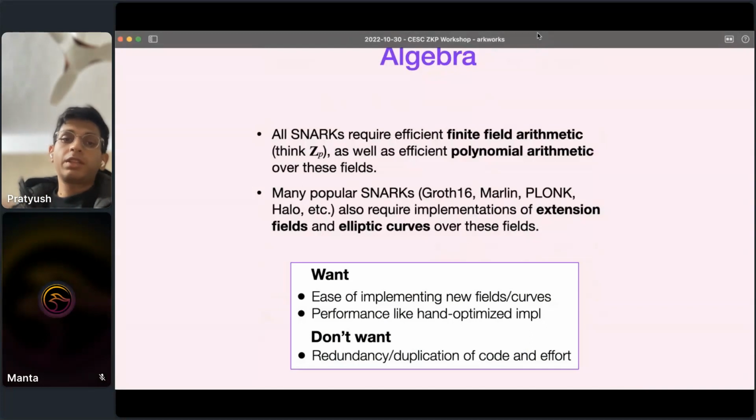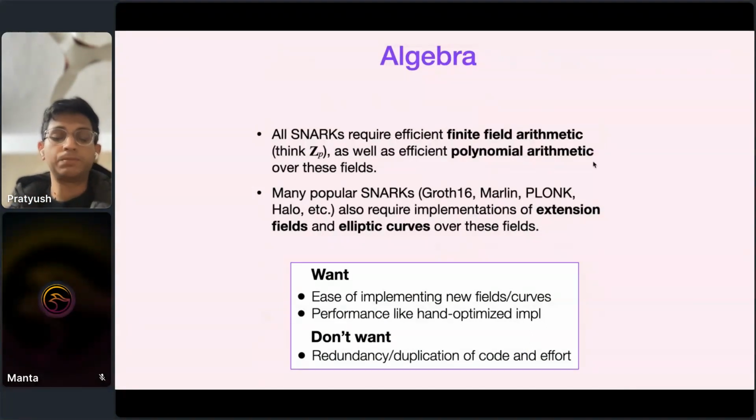So at this level of the stack, what we want from any library that provides these operations is that it should be easy to implement a new field or curve and also optimize this implementation. But we don't want to duplicate effort, right? Like if somebody's already implemented short Weierstrass arithmetic, we don't want to have to re-implement that again and again. So let's take a look at how the Arkworks libraries achieve this goal, right?